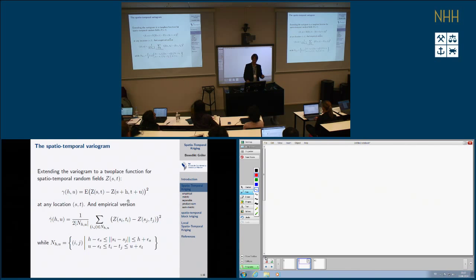And the extension is a very natural one. We look at locations that have a certain distance in space, h, and a certain distance in time, u, to each other, and take again the expected value of the squared differences.